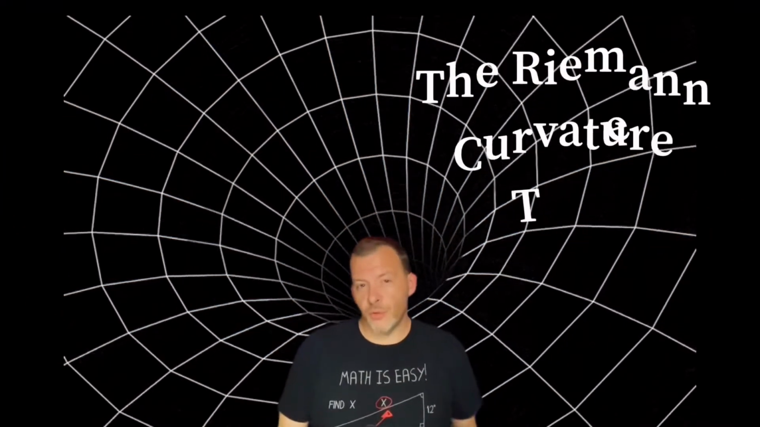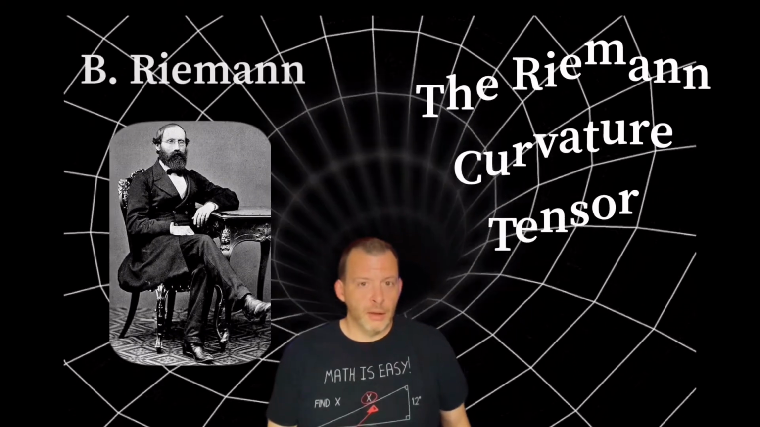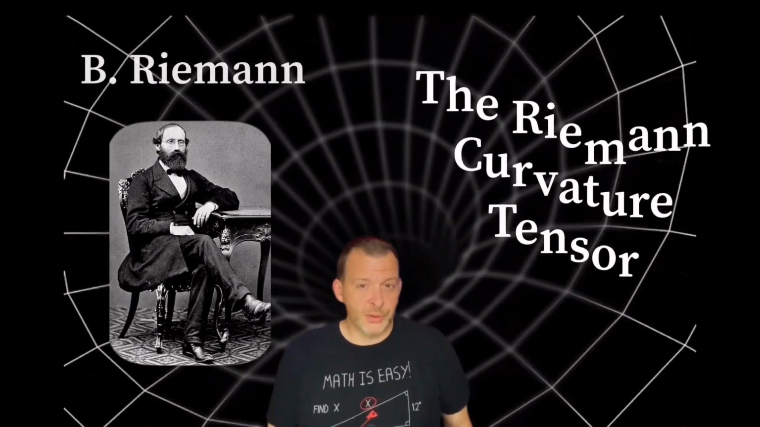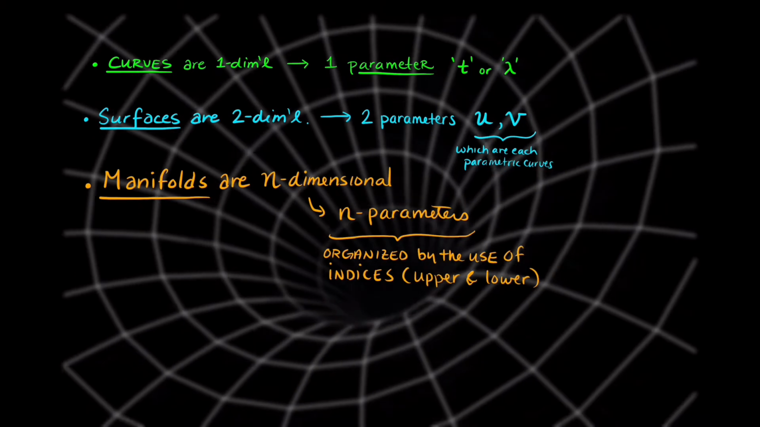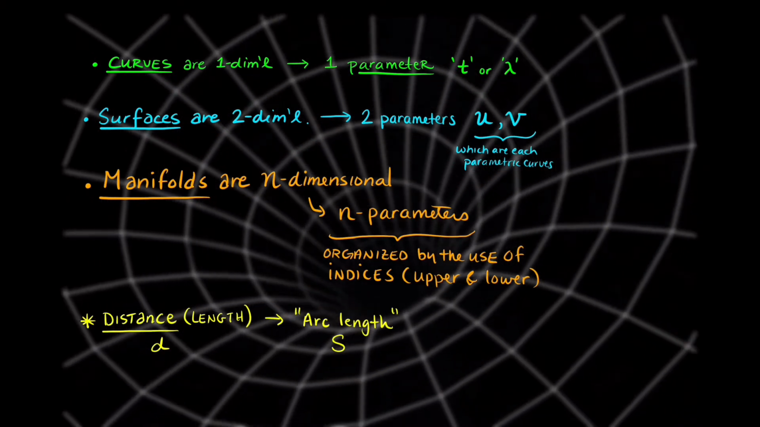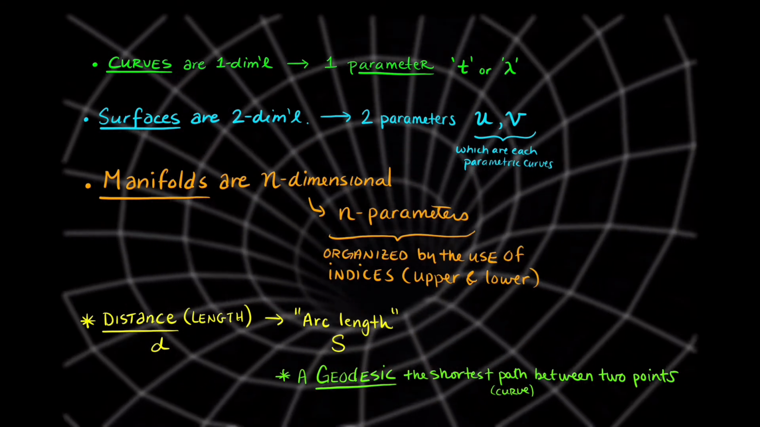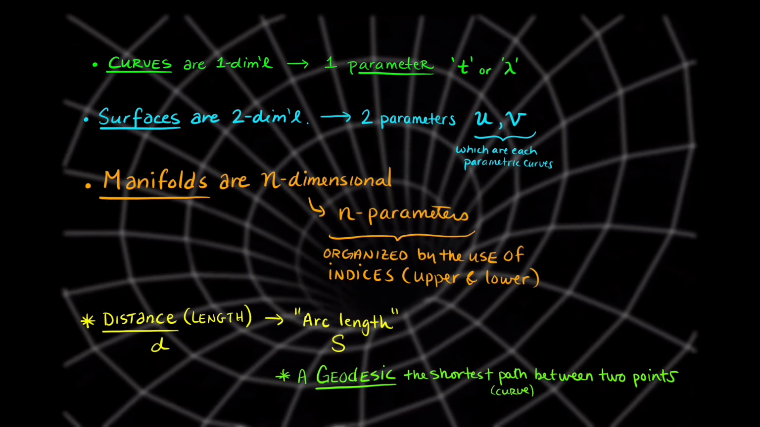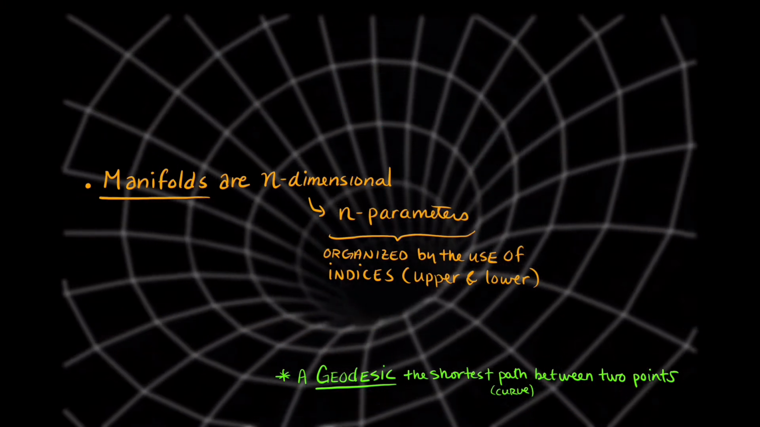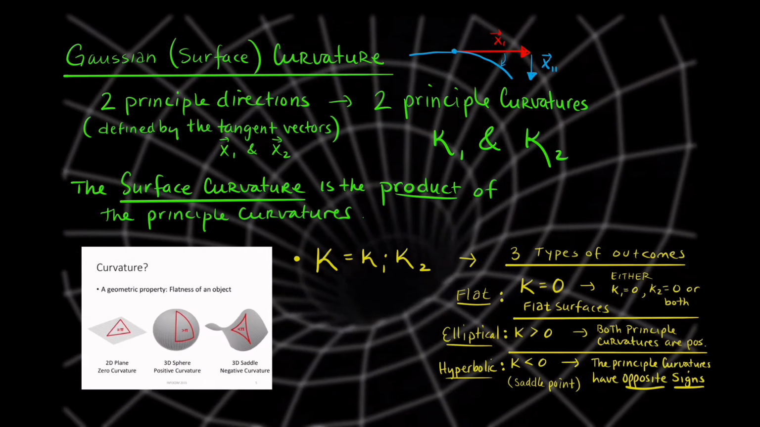Next, we're going to have to talk about the Riemann curvature tensor, created by Bernard Riemann, a mathematician who is also a student of Gauss. Manifolds are n-dimensional spaces. Tensors are the tools we use to analyze these n-dimensional spaces. The shortest path between 2 points in space is called a geodesic. And recall that surface or Gaussian curvature can either be positive, negative, or flat, which would be zero curvature.